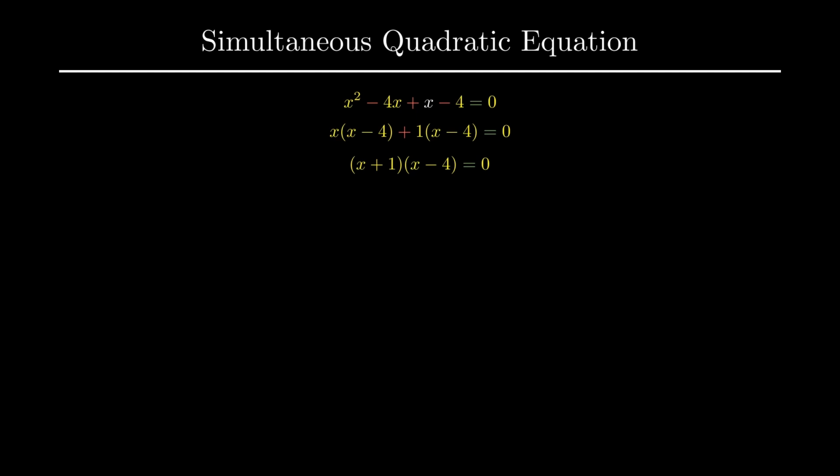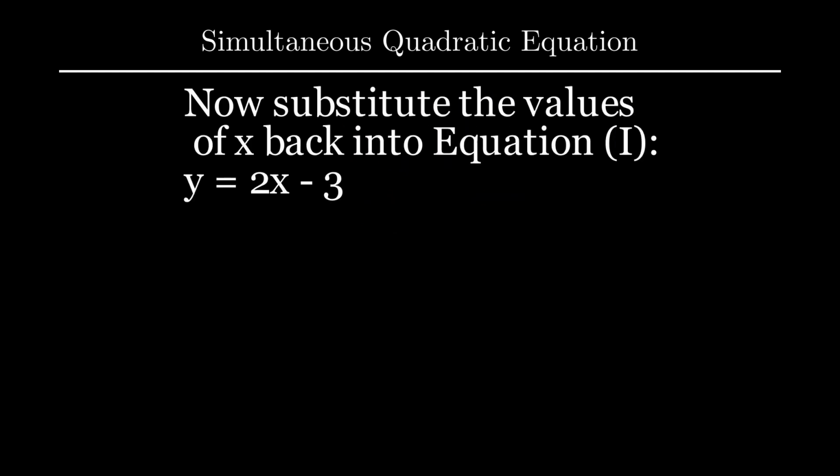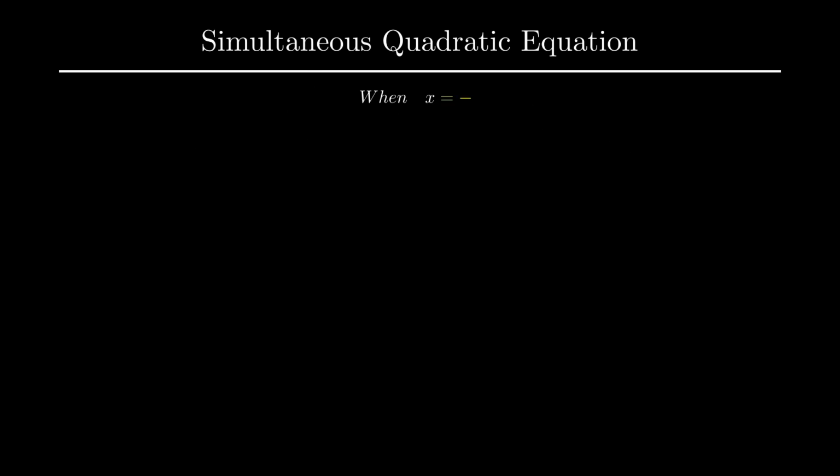From there we move on to the next step, saying that x plus 1 is 0, or x minus 4 is 0. If we make x the subject of the formula on both sides, we know that x is equal to negative 1 or x is equal to positive 4. Now we have the values of x. We are going to use them to find the value of y by substituting x back into equation 1. So here is how we are going to solve it.